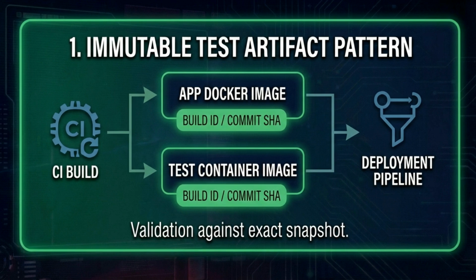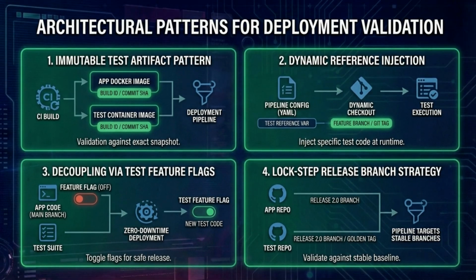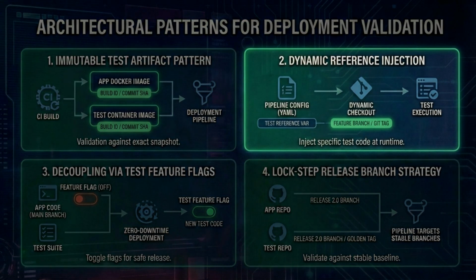During deployment, your pipeline pulls the test container that matches the application's specific tag. This guarantees that validation runs against the exact snapshot of tests designed for that build, regardless of subsequent changes to the main branch.